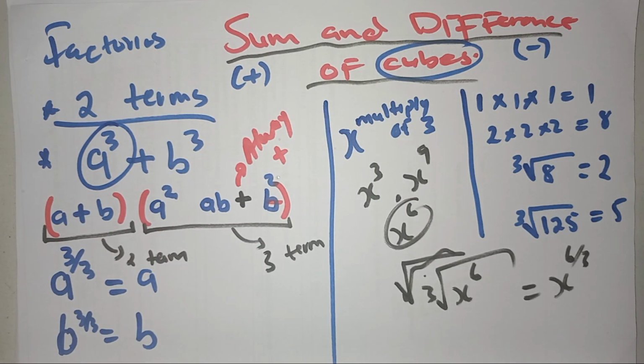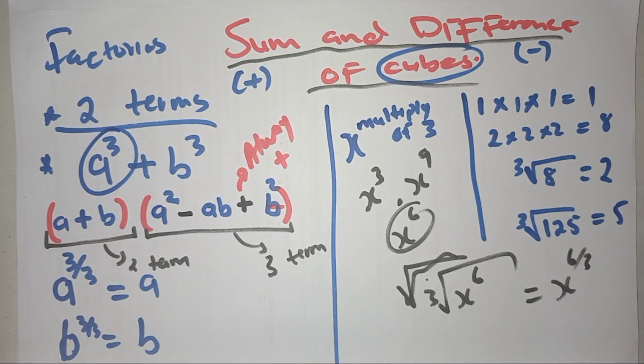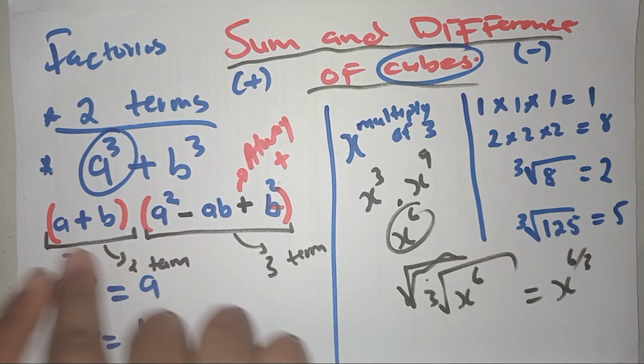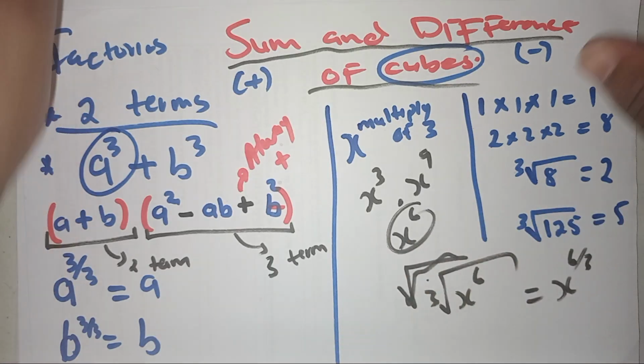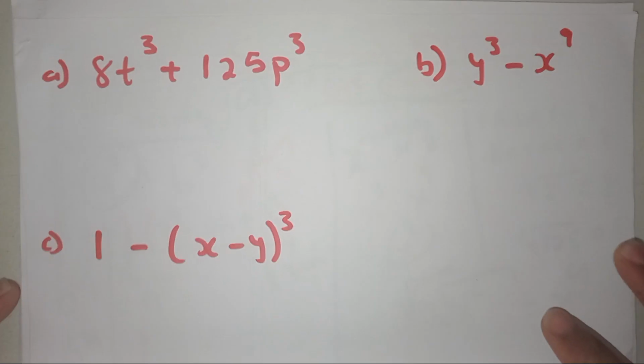And the sign here is the opposite of the sign. If we had plus here, it means here we are going to be minus. I hope everything is clear there. So irrespective of whether here is plus or minus, you just follow the same procedure. So let's try to get to some examples so that we can see how we work this out, right?